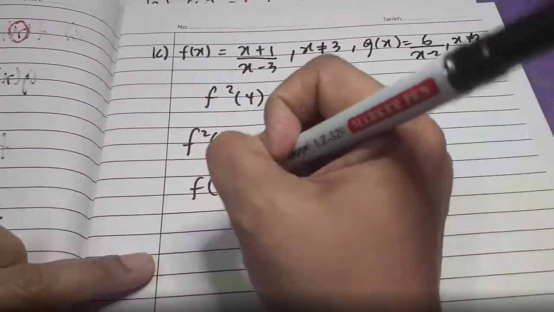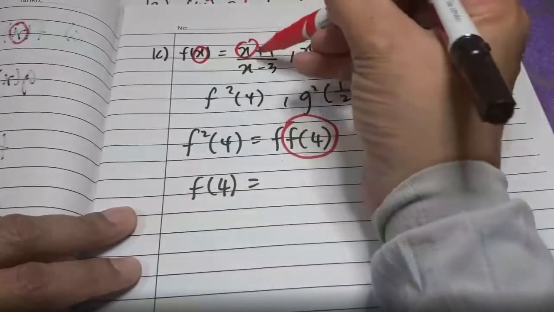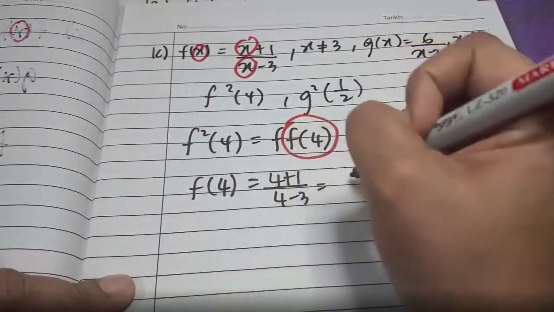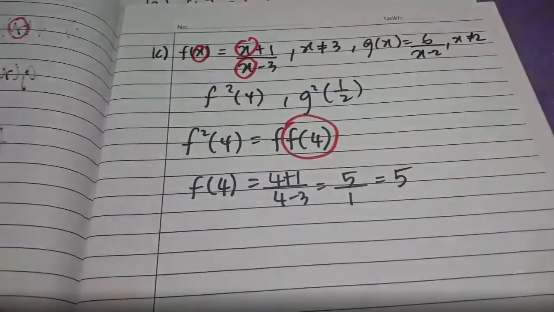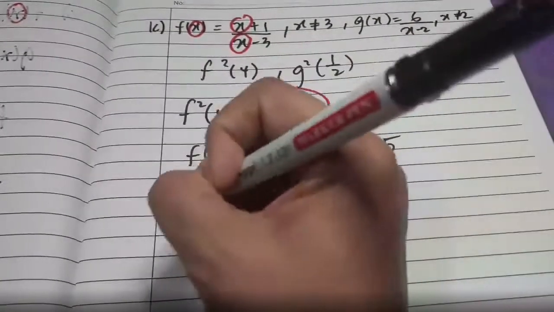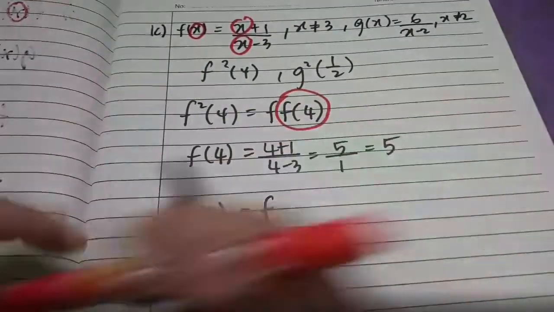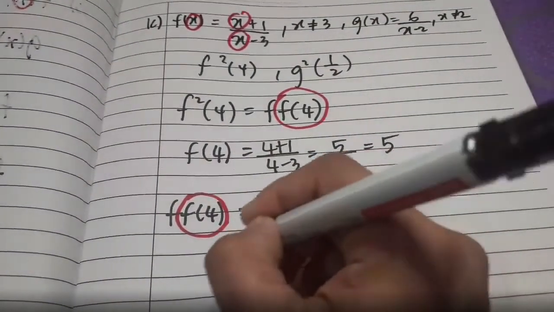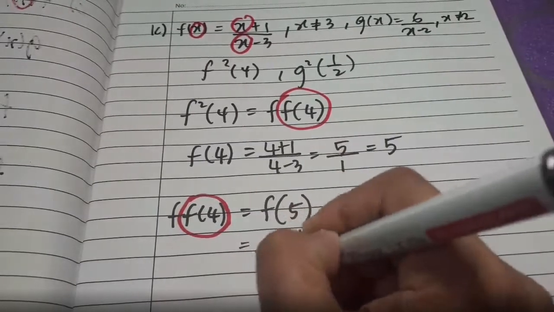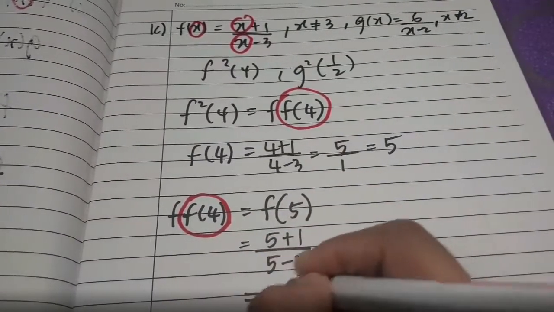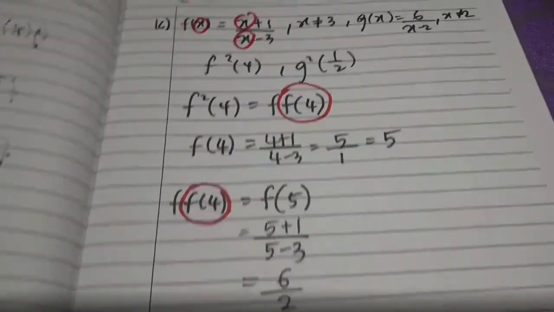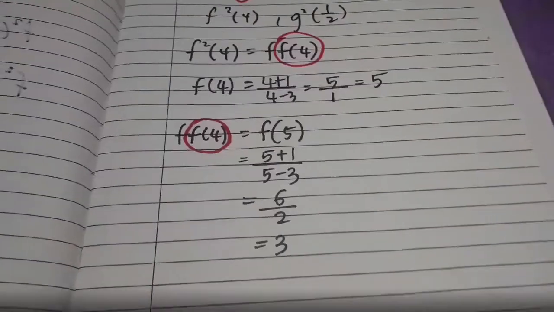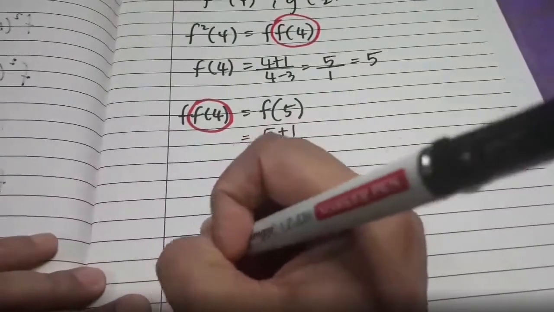So, F4. We don't want X. We change to 4. So, 4 plus 1 over 4 minus 3. So, this is 5 over 1. This is equal to 5. Okay. Next, F4 is equal to F5. So, 5 plus 1 over 5 minus 3. The answer is 6 over 2. Final answer, 3. Correct? Yeah.